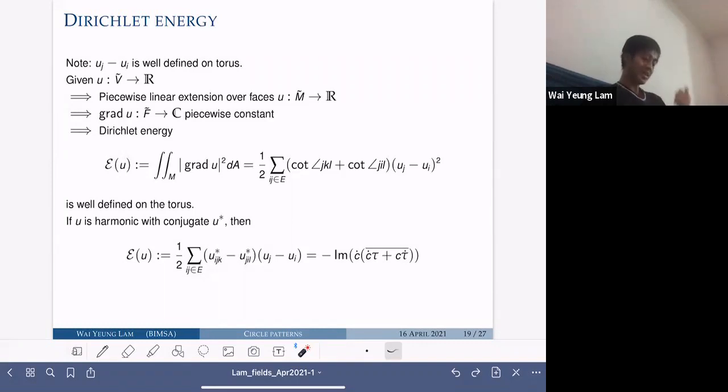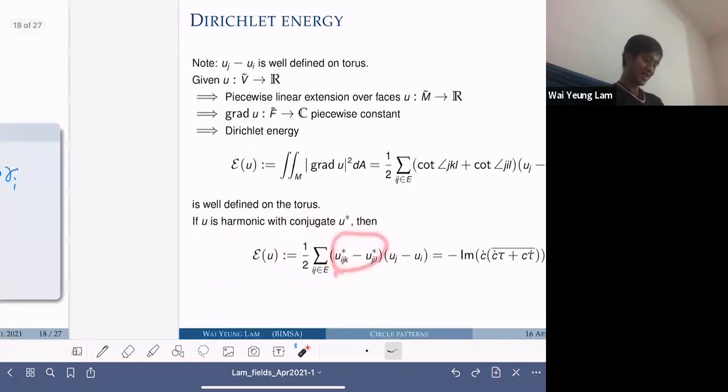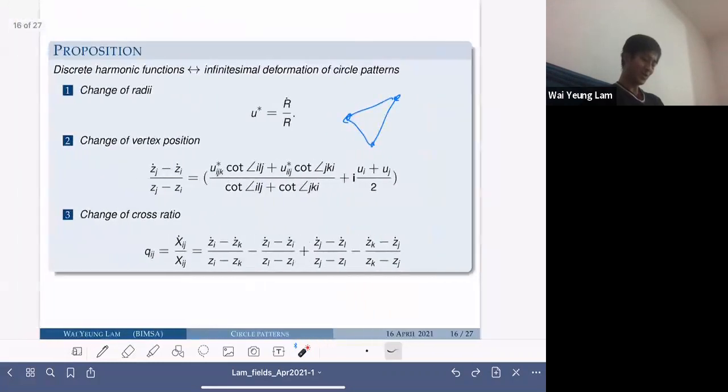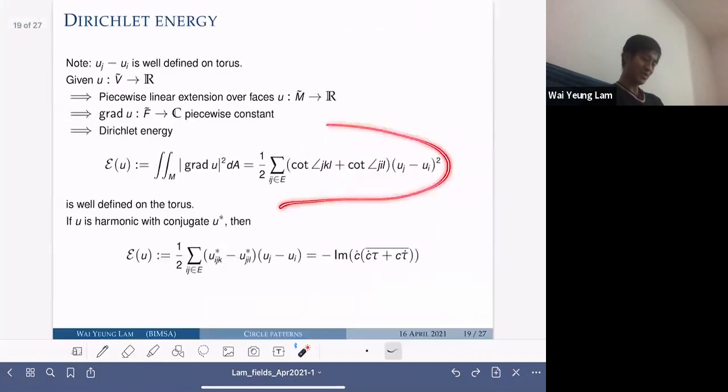And now, if I know that this function u is harmonic with conjugate harmonic function u star, then this term can be expressed in this form. Because if you remember, what is the conjugate harmonic function? This guy is by definition one half of this cotangent times the difference of u. So you can just write this term as one half of this guy times this guy.